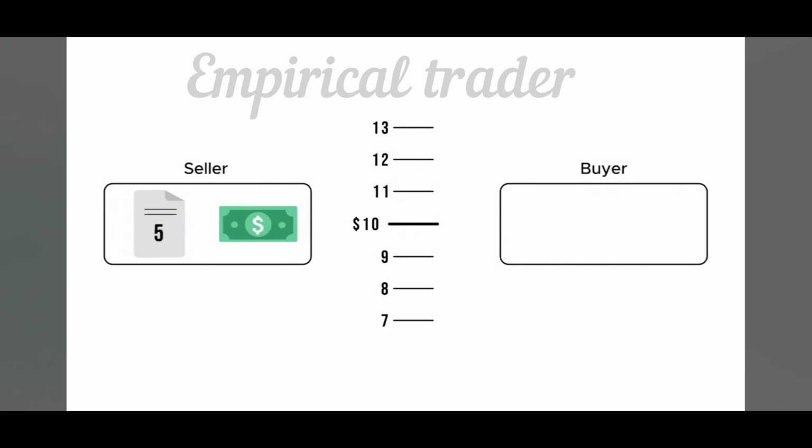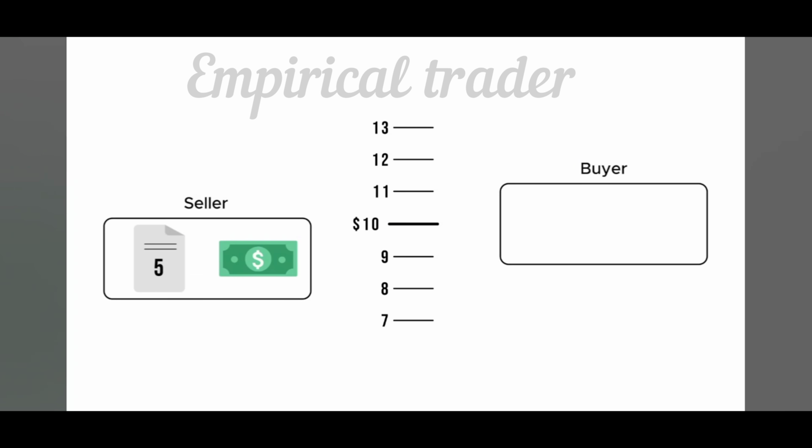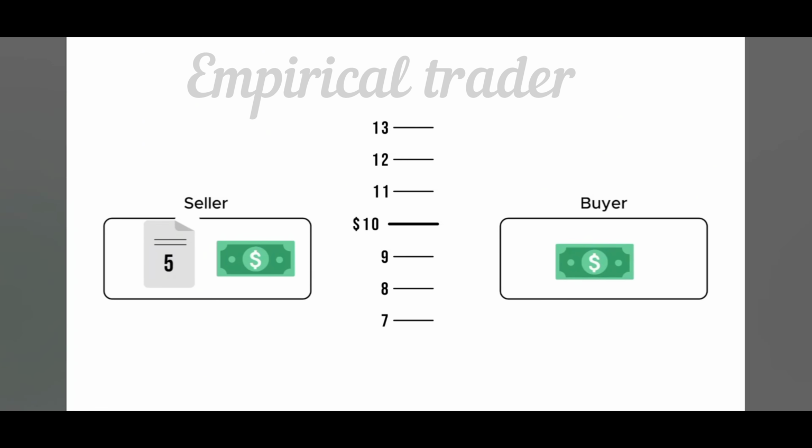For the transaction to take place, the seller must lower the price until a new buyer is found, who is willing to purchase the remaining shares, for example, at $9. Thus, the market price is not just a fixed number, but rather a dynamic indicator that is formed in real time through the interaction of supply and demand.